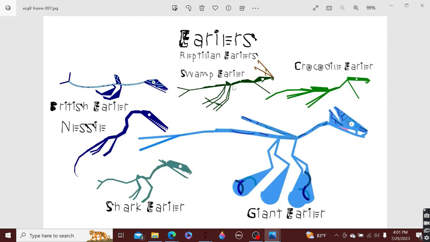Next up, in America, there is actually a filter feeder Earier, or whale Earier. It's the largest of the Neoarchosaurs. I haven't made the stick yet.